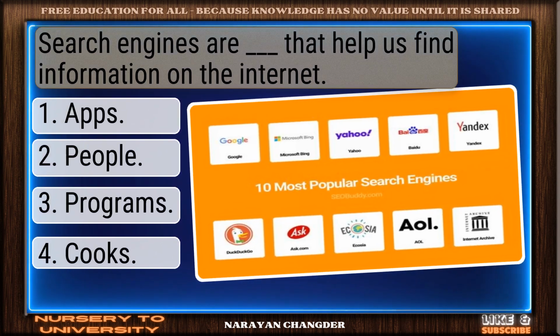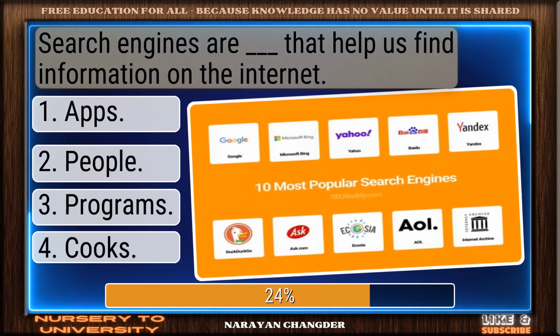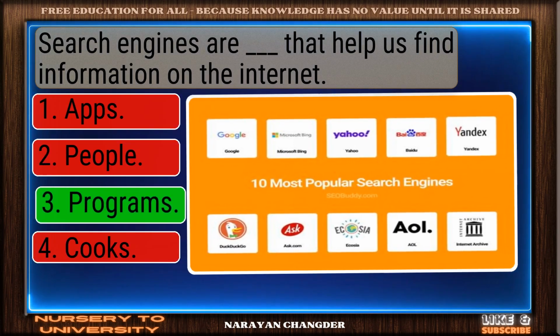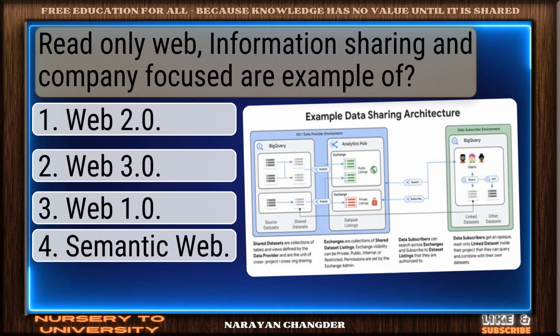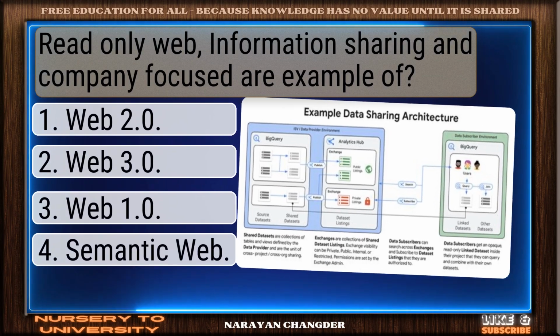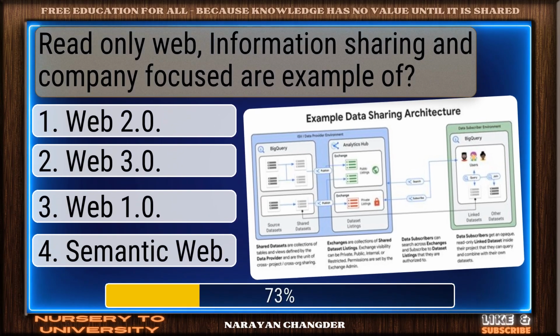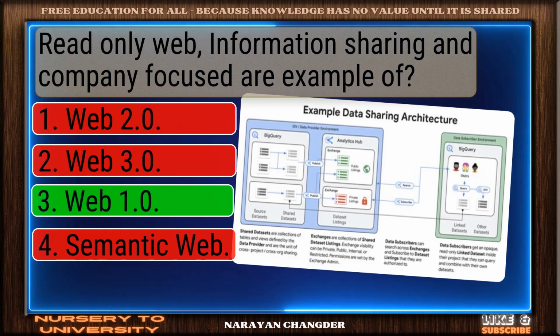Search engines are dash that help us find information on the internet. Nice selection. Programs is correct. Read-only web, information sharing and company-focused are examples of. Well reasoned. Web 1.0 is correct.